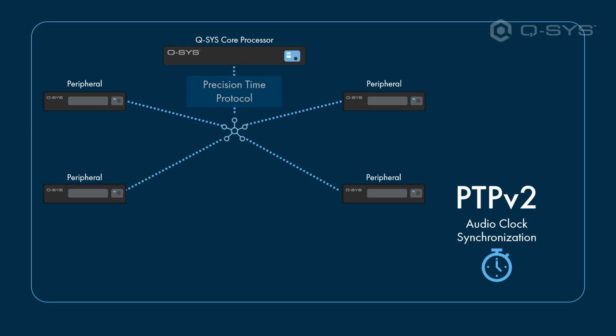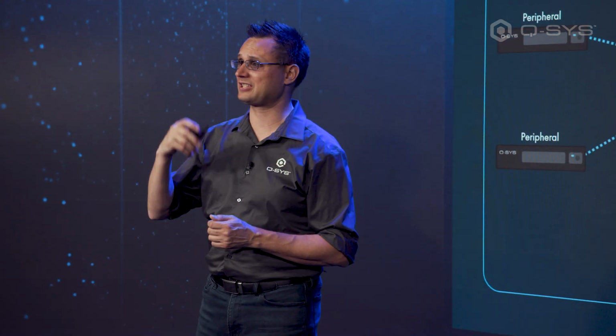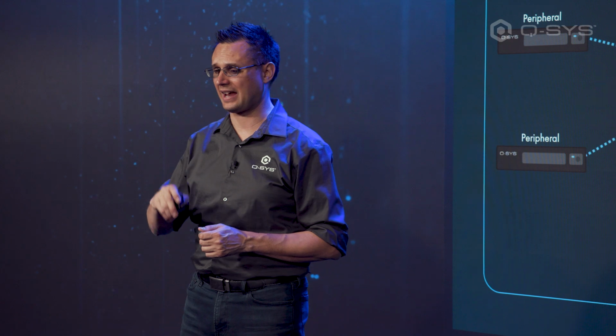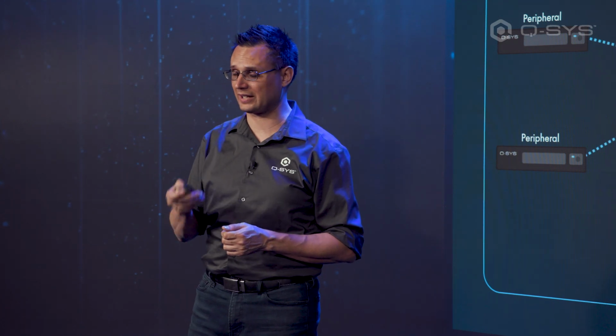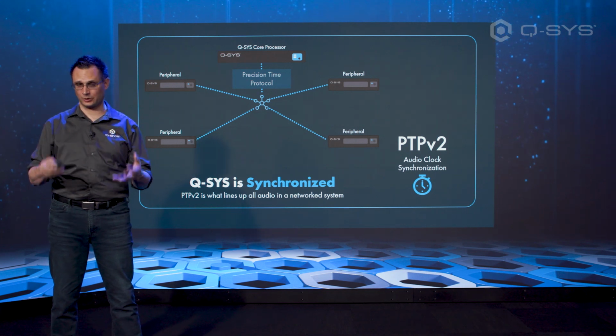PTP is used very commonly in networks, especially in audio networks. Dante uses PTP v1, AES67 uses PTP v2 like we do. This is a networking standard that you will see a lot of times. And as I said, it is the most important thing to get right. It is the way that your system remains synchronized.